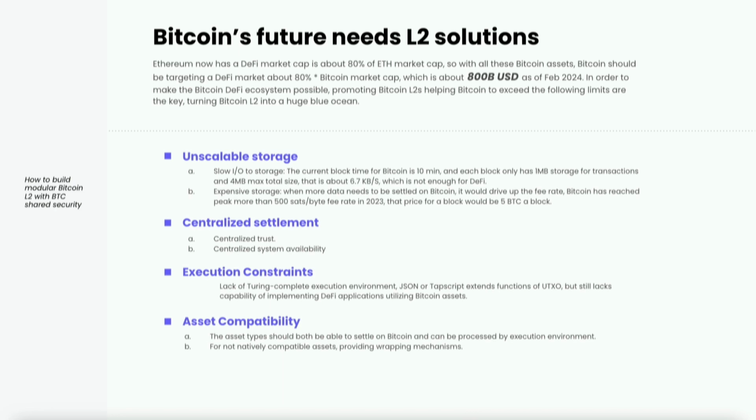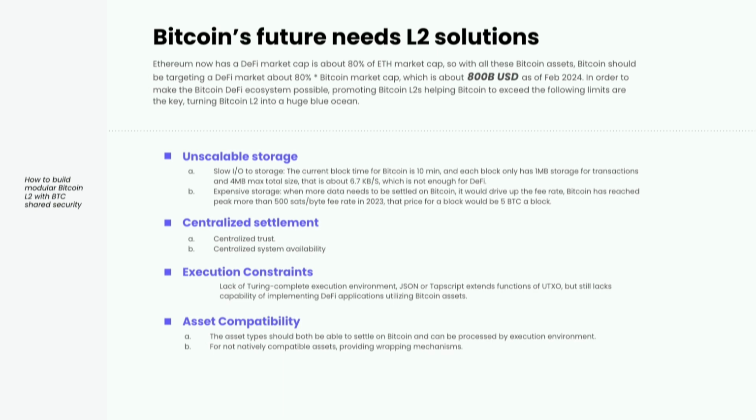But what we are looking at is not just having assets created on Bitcoin, but a functioning DeFi ecosystem built on top of Bitcoin, a Bitcoin standard ecosystem that utilizes these assets to provide financial services, or broader services of any kind, to everyone. If we think about Ethereum as a benchmark, Ethereum's current DeFi market cap is about 80% of the Ethereum market cap. If we benchmark Bitcoin the same way, given the market cap of Bitcoin as of today, the DeFi market cap for Bitcoin should be around 800 billion US dollars.